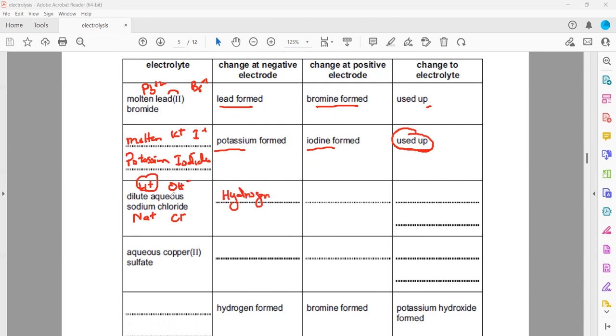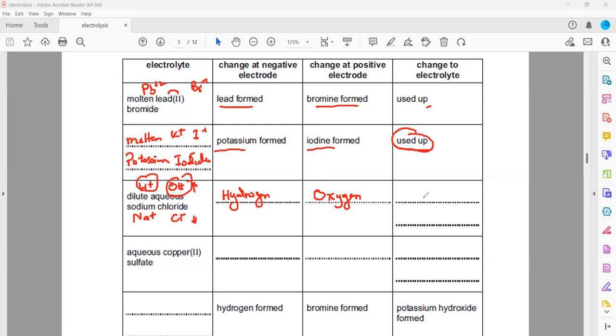For negative ions, we check the amount. It's a dilute solution. Dilute solution means it contains more water and less salt. So because OH is more, if OH moves, the hydroxide will give oxygen and water. Water is already there, so what we write as a product, whenever OH is there, we'll mention oxygen.